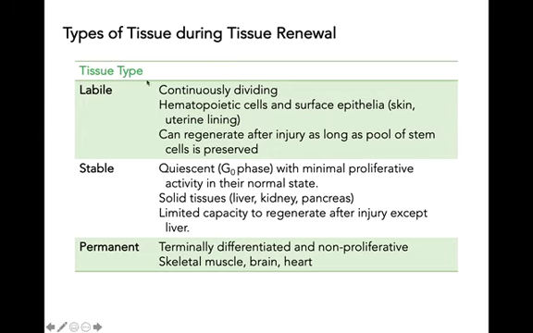Okay? So, done with labile, we go to the stable. Yung stable naman, ito yung mga pumapasok sa G0, in the quiescent, in the dormant phase. Meron silang minimal activity, okay? Minimal proliferative activity in the normal state. Pwede silang pumasok sa G1 or pumasok sila sa cell cycle pag may injury. Remember, ito yung mga stable cells such as your stable tissues such as your liver, kidney, and pancreas.